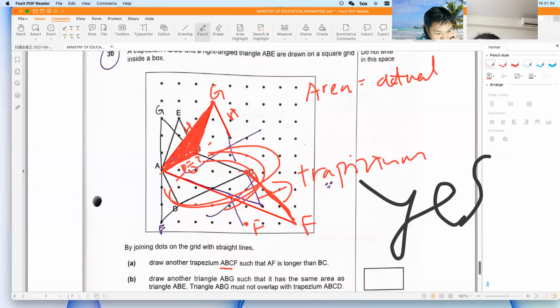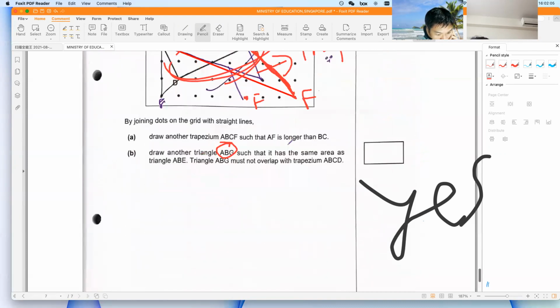So for this question, for this ABG, there is only one fixed answer. 可以吗? Okay. Then yeah, that's it.